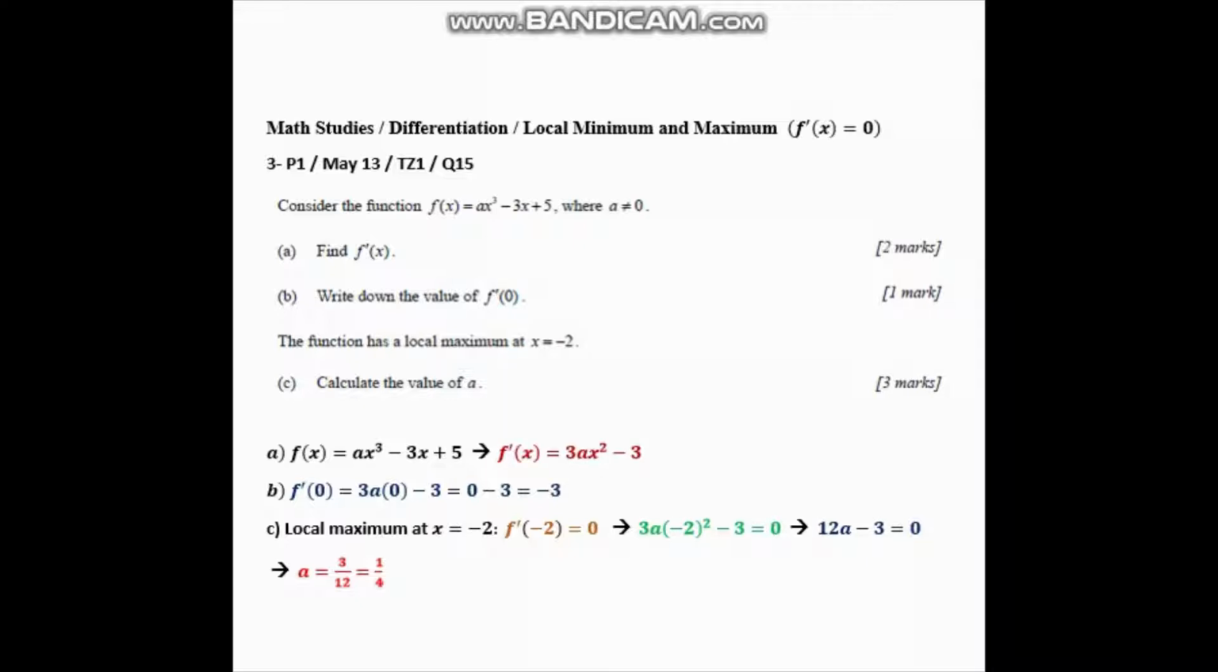So again, in order to find a, I shall simply equate f dash of negative 2 to 0, and I shall do so by replacing this x right there with a negative 2. So this is easily solved. 3a times negative 2 squared equals 3a times 4, which gives me 12a minus 3 equals 0. Hence a equals 3 over 12, or 1 over 4. So take a minute to write this down if you will, and I shall begin question 4 shortly.